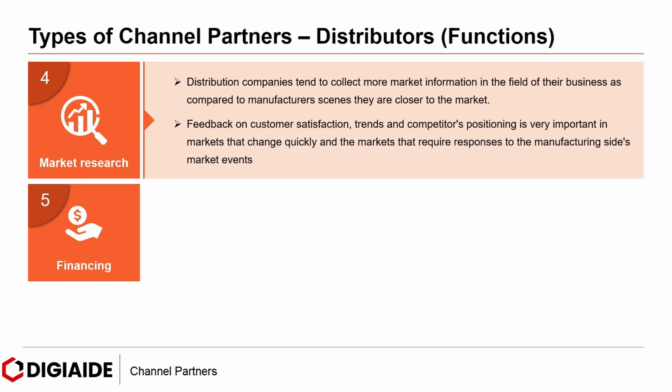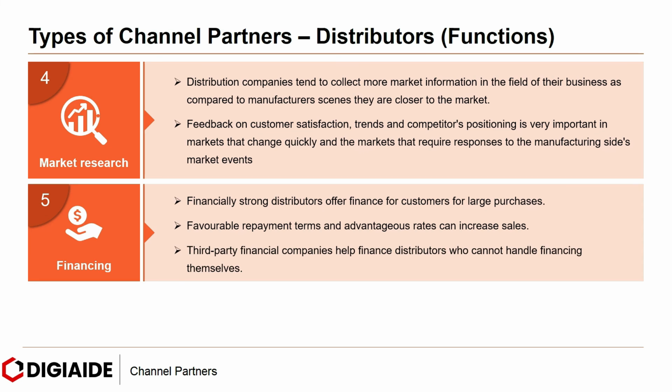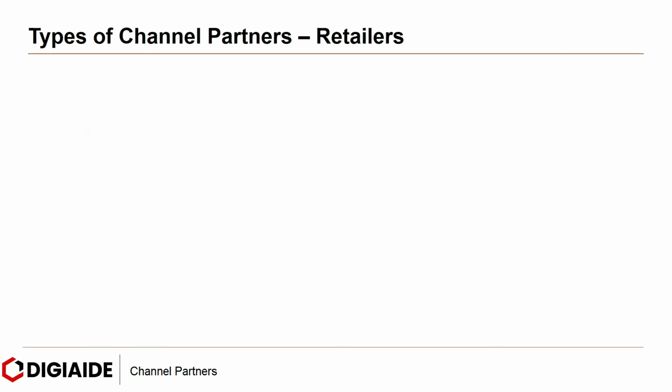And finally, financing. Financially strong distributors offer finance for customers for larger purchases. Favorable repayment terms and advantageous rates can increase sales. Third-party financial companies help finance distributors who cannot handle financing themselves.